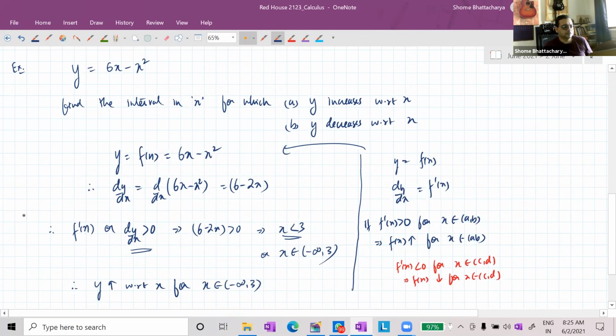So similarly, now you can find out the interval in which y is decreasing with respect to x. Okay.